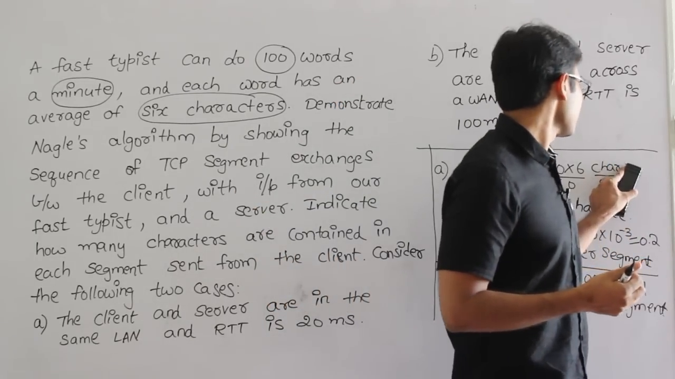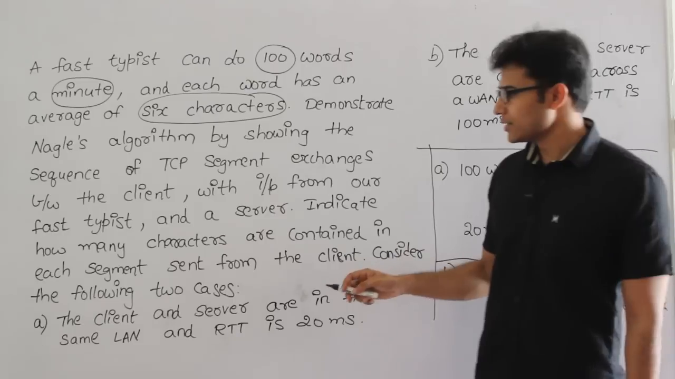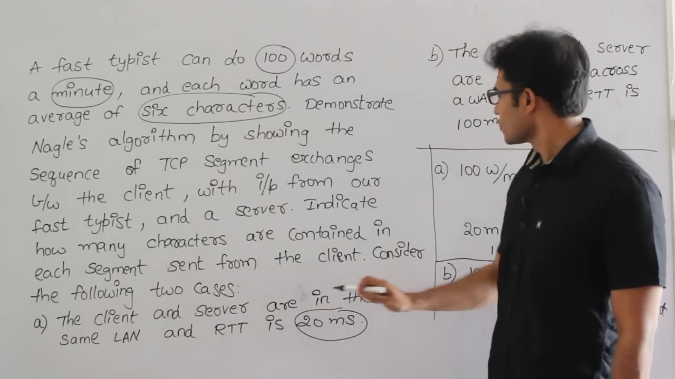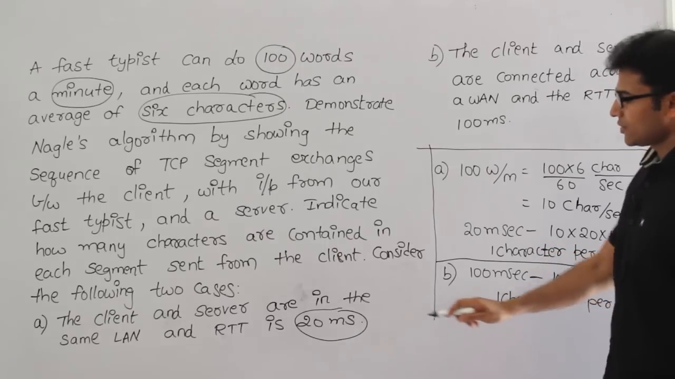So see this one answer. Now the first question is, the round trip time is given as 20 milliseconds. So for A, round trip time is 20 milliseconds.